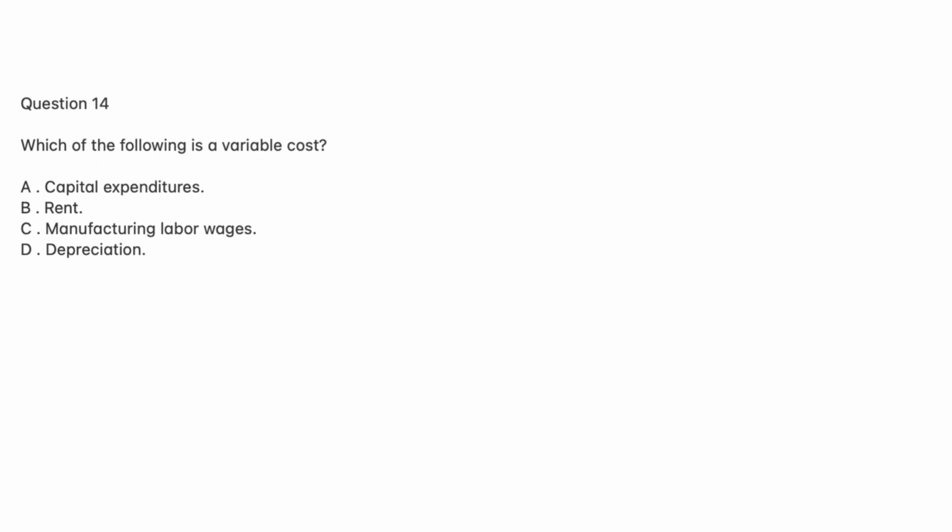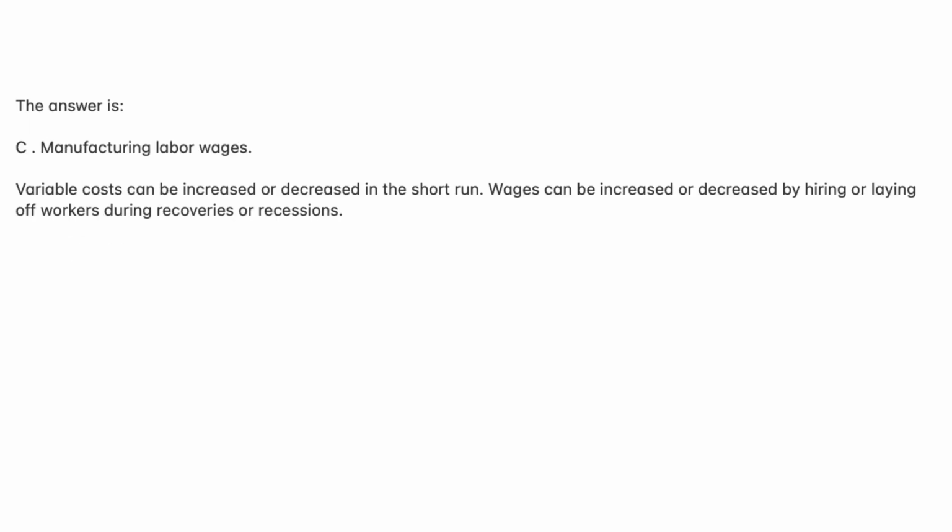Question 14. Which of the following is a variable cost? A. Capital expenditures. B. Rent. C. Manufacturing labor wages. D. Depreciation. The answer is C. Manufacturing labor wages. Variable costs can be increased or decreased in the short run. Wages can be increased or decreased by hiring or laying off workers during recoveries or recessions.